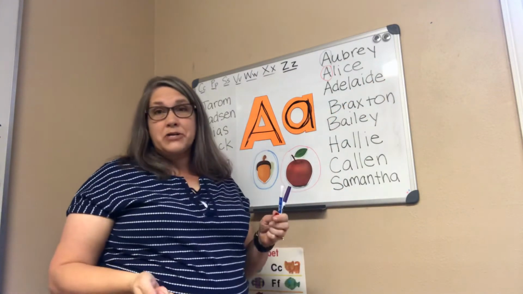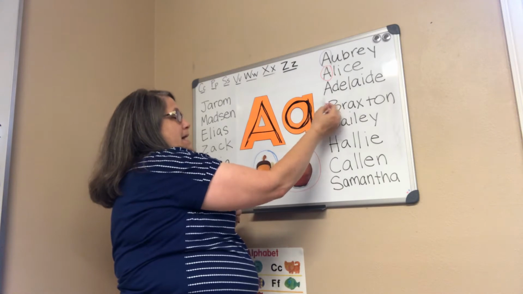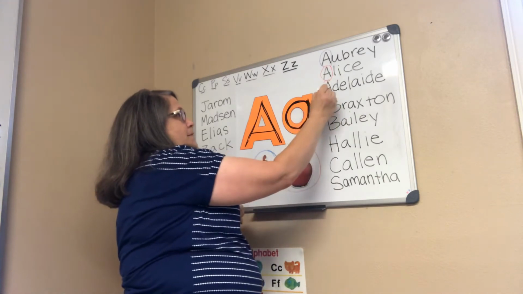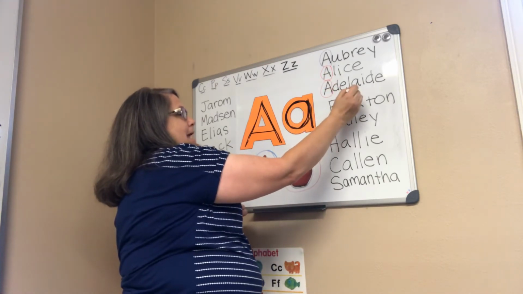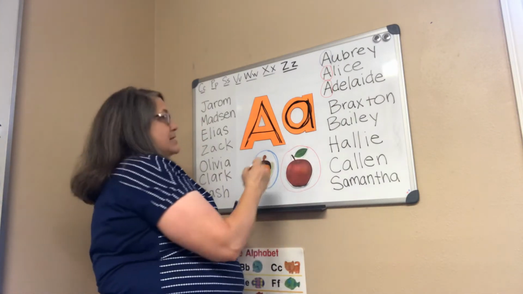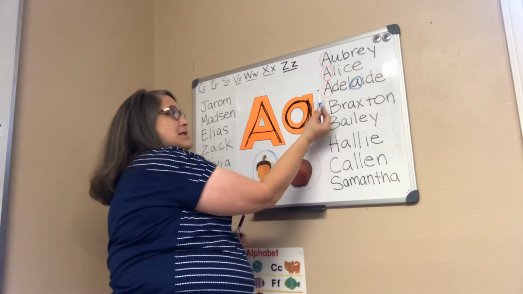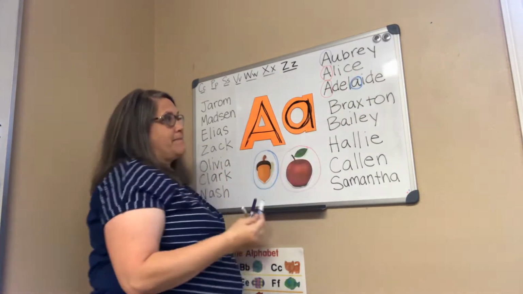Adelaide. Now there are two letter A's in this one. So the first one says the short sound, like apple. The second one is saying its name. Can you hear it? Like acorn. Adelaide. Okay, so it says the short sound and its name.